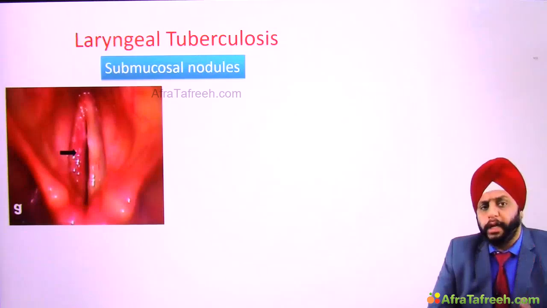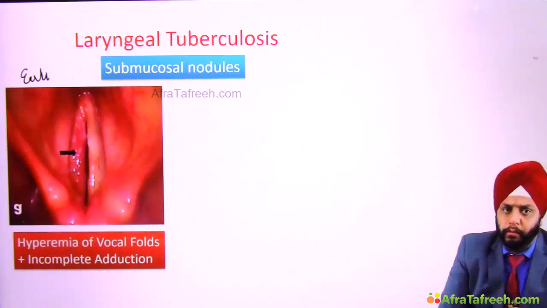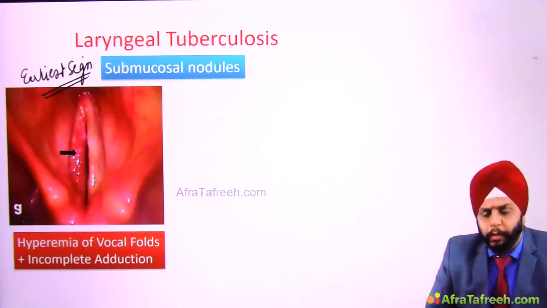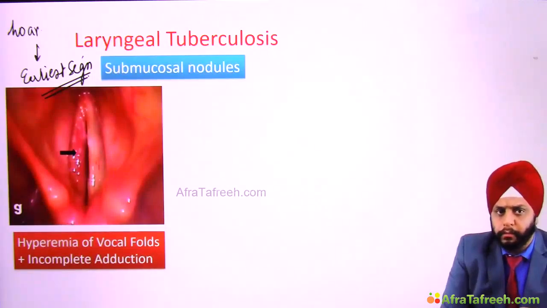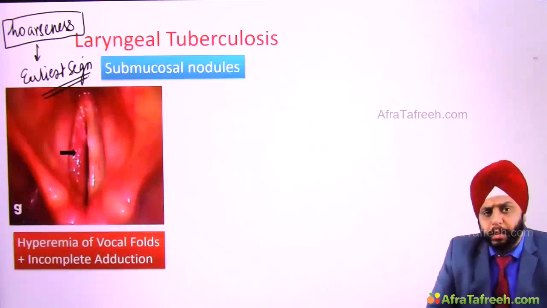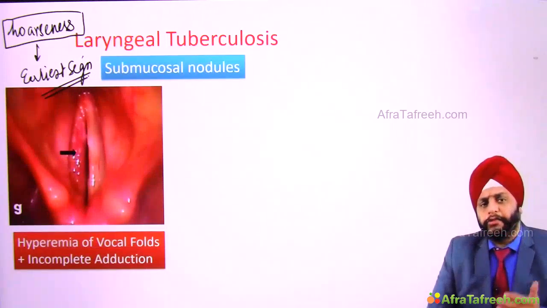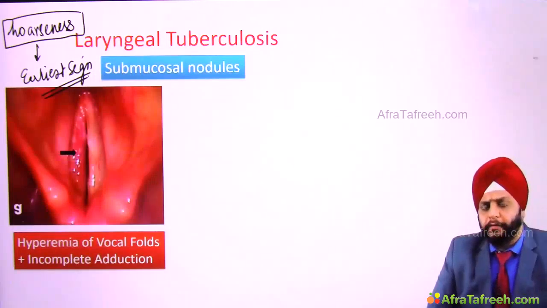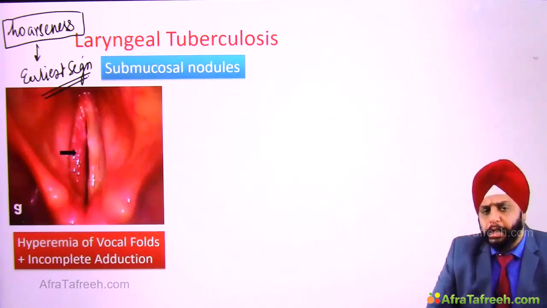Okay, so this is the earliest sign of laryngeal tuberculosis. The earliest sign of laryngeal tuberculosis is hyperemia of vocal fold with incomplete adduction. How will the patient present to us? The patient will present to us with hoarseness. Anything on the vocal fold, remember, anything on the vocal fold, the voice will start becoming rough, coarse. So that is known as hoarseness of voice. All right. Now this is the earliest sign that we will see when we do examination. There will be hyperemia, redness of the vocal fold along with incomplete adduction.